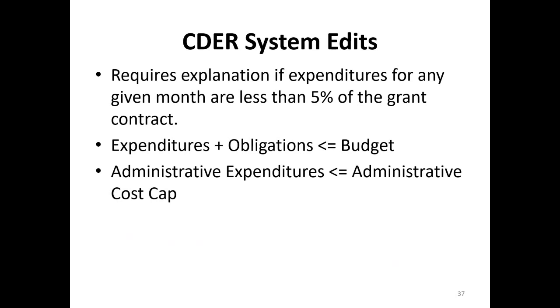Also, the edits that have been built into the system basically require that the sum of the expenditures and obligations have to be less than or equal to the cost category budget. So if you try to exceed that budget category, it will give you an error. And that applies also to admin, which is its own unique cost category within the system.